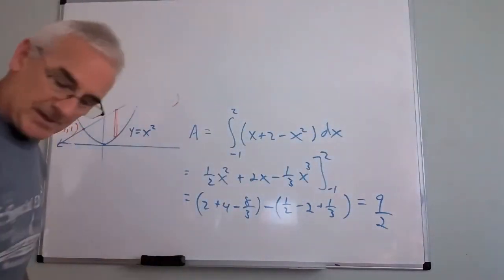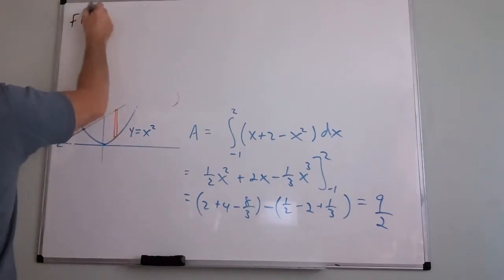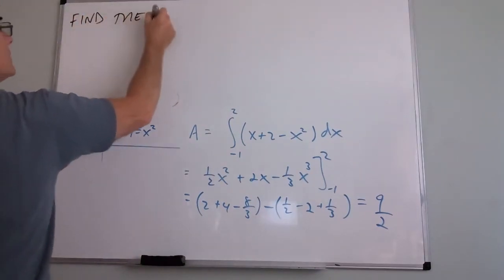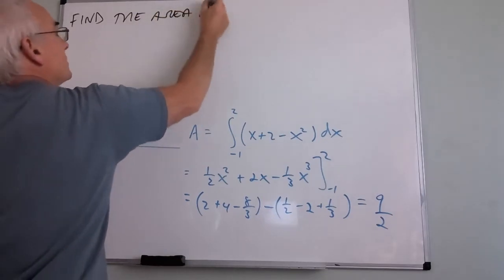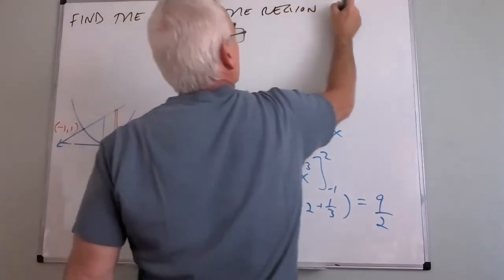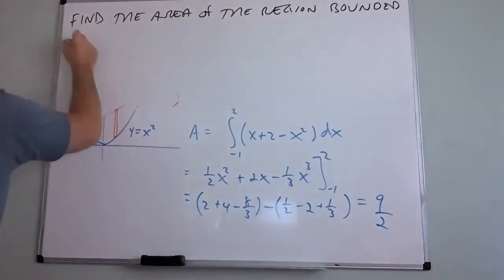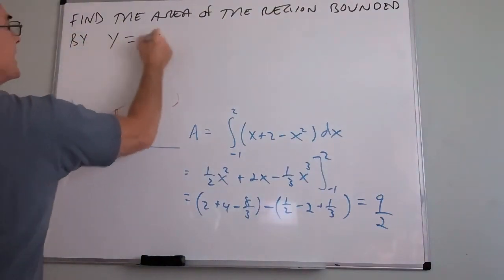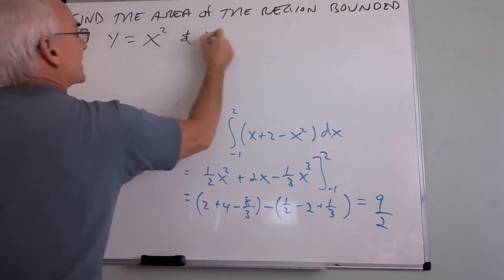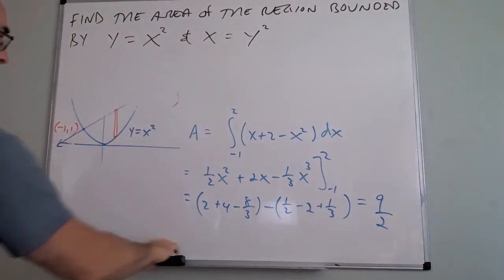All right, this time, find the area of the region bounded by y equals x squared and x equals y squared. This ought to be interesting.